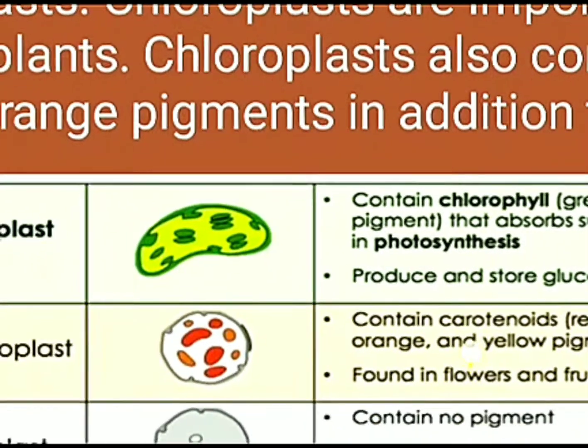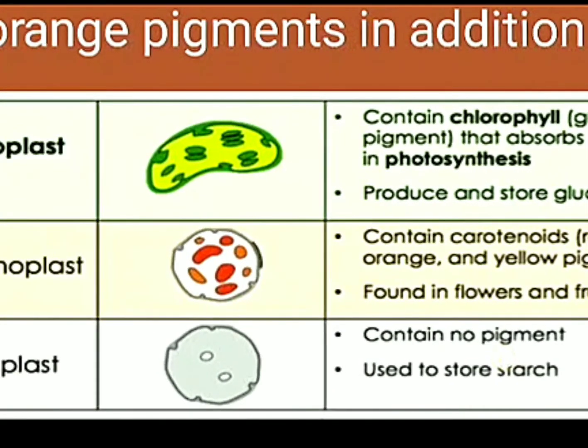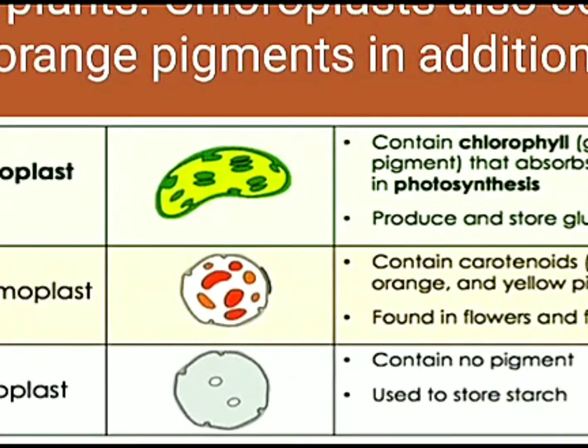So you can see in this table, chloroplast contains green colored pigments which are called chlorophyll. Chromoplast contains colorful pigments such as yellow or orange pigments, and leucoplast contains no pigments. The function of chloroplast is to prepare food with the help of photosynthesis. The function of chromoplast is to color various parts of the plants such as flowers and fruits, whereas the function of leucoplast is to store starch, oil, amino acids and some other materials.